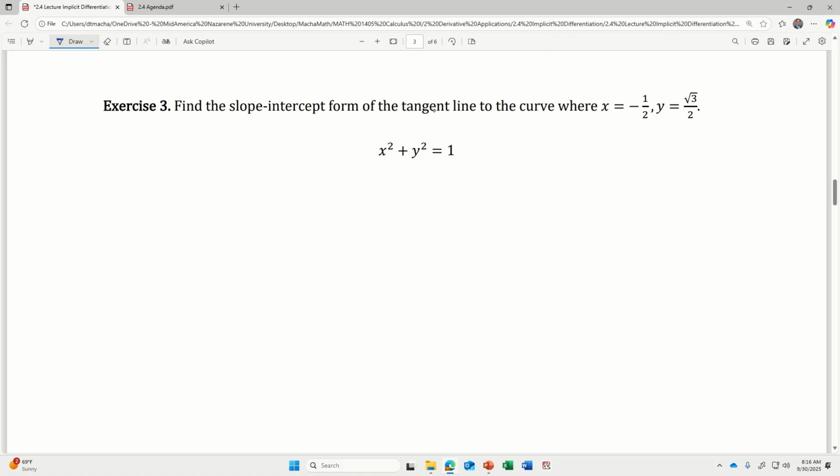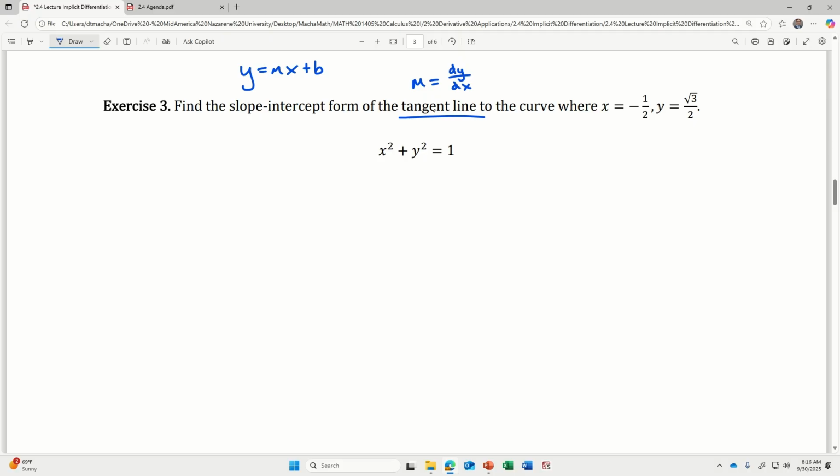I think it's going to make more sense after we see this exercise 3. It says, find the slope-intercept form of the tangent line. And the tangent line is just the line where the slope is the derivative. The slope of the tangent line will be the derivative of your function, or dy/dx in this case, to the curve where you're given an x and a y value. Again, maybe you're not given a y value, but you could find it. And let's see what happens.